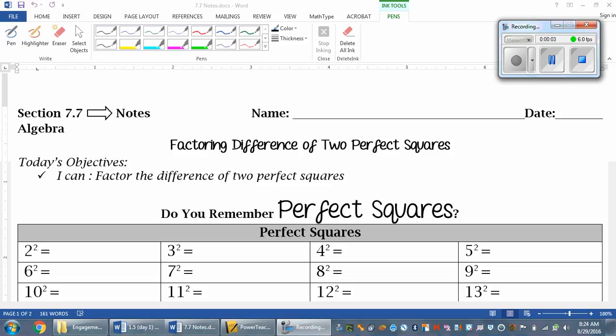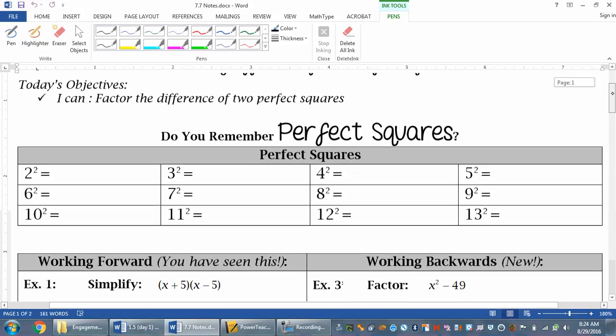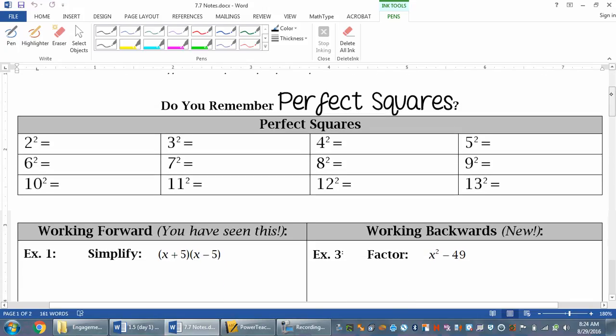Welcome back. Today we're going to be working on 7.7 notes, factoring differences of two perfect squares. Before we get started though, let's talk about what it means to be a perfect square. What it means to be a perfect square is when I take the square root of a number, I'm going to get an integer back.